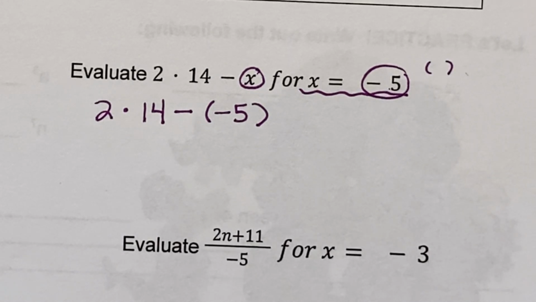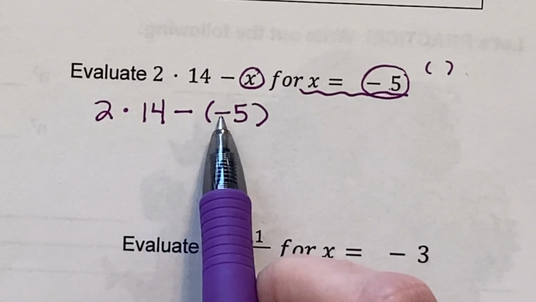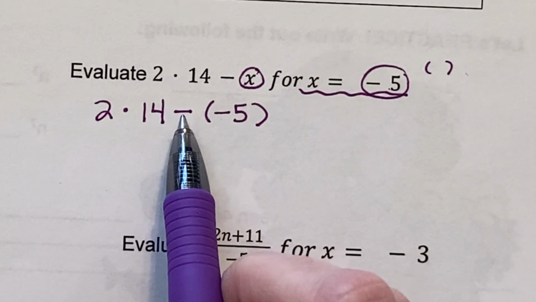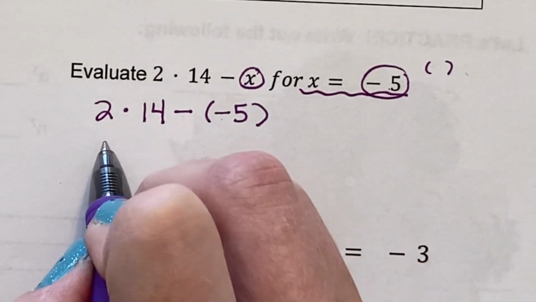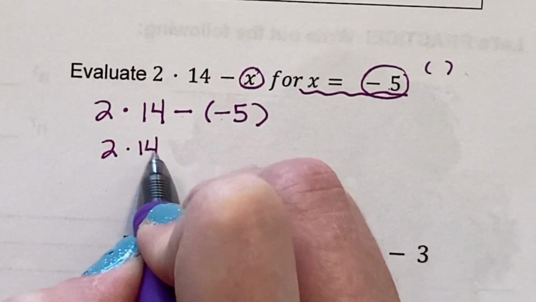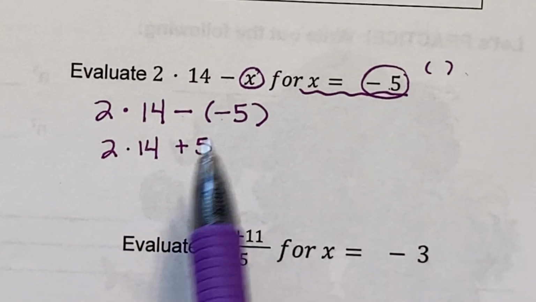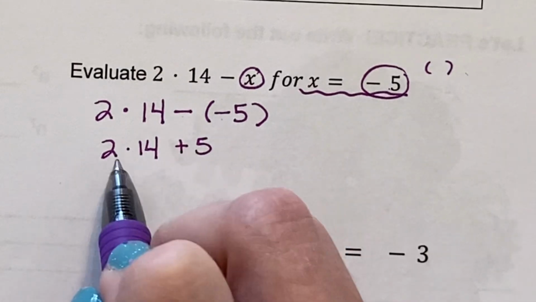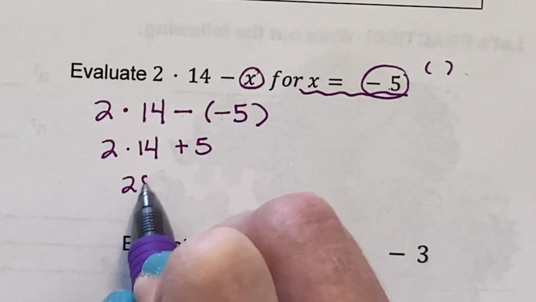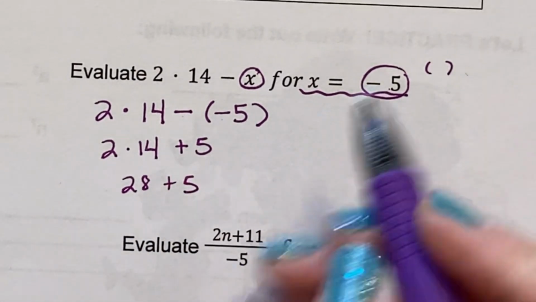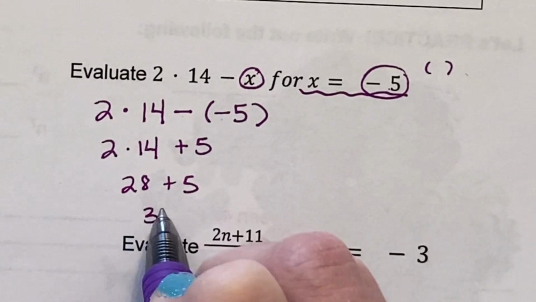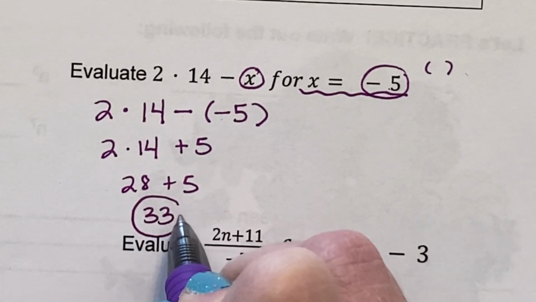Now I'm going to go ahead and start simplifying. I do not like 2 negatives right next to each other. The opposite of negative 5 is positive 5. So I'm just going to rewrite this as 2 times 14 plus 5. Get rid of that negative right away. Now I'm going to do order of operations. 2 times 14 is 28, plus 5. 28 plus 5 is 33, and circle that.